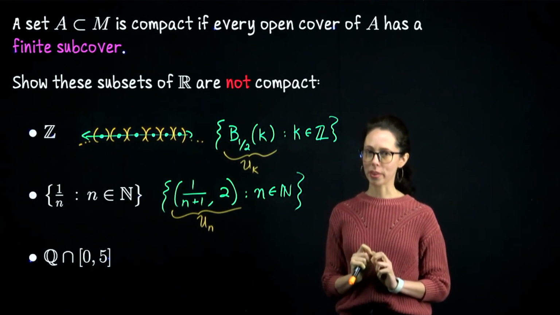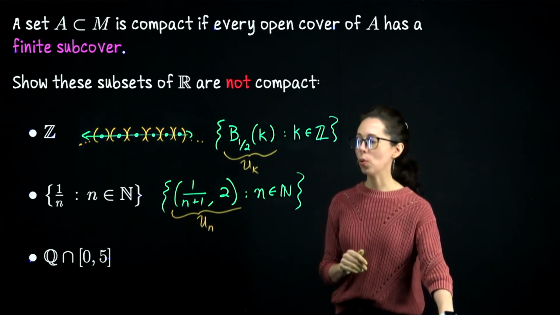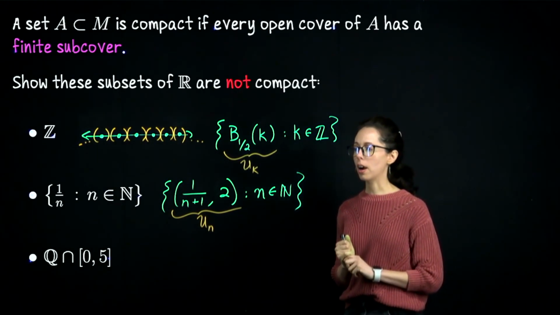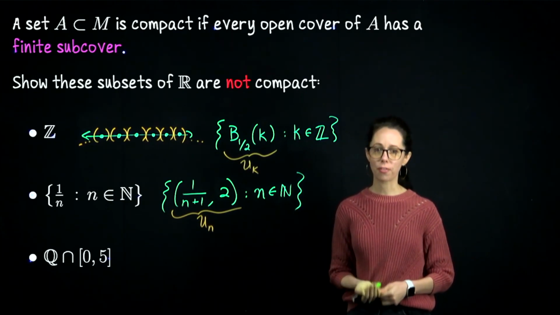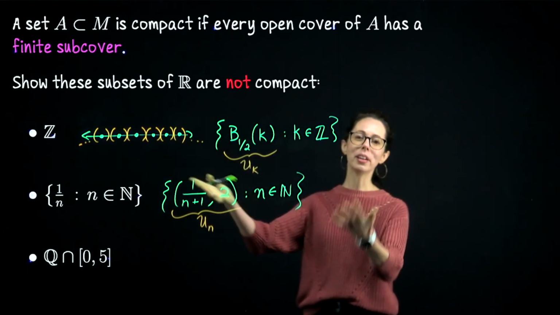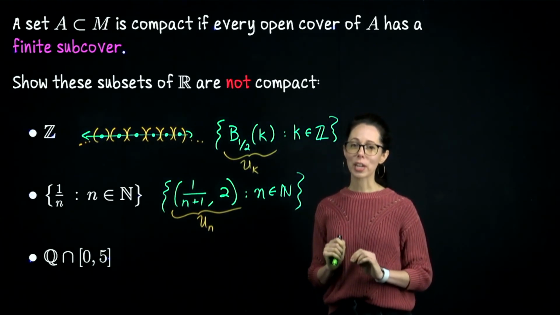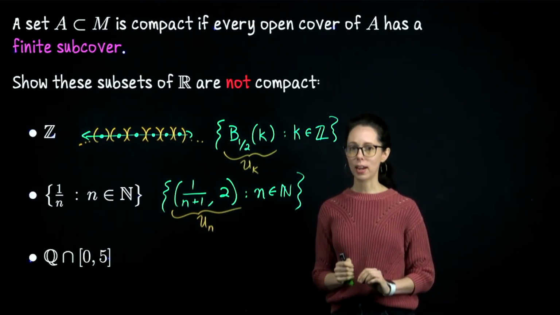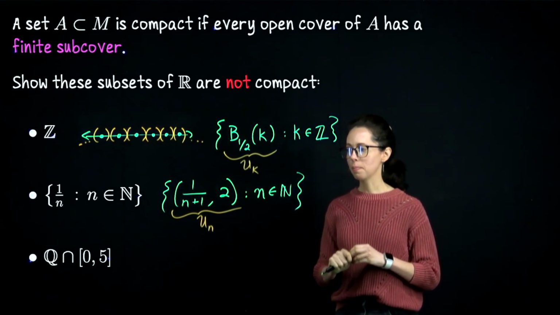The third example is probably the hardest if you haven't seen this kind of construction before. What we have are rationals between 0 and 5. How do you start to cover this? I mean, you could do open intervals, but I'm going to cover it in a way which I will recognize yields no finite subcover. Here's the idea.